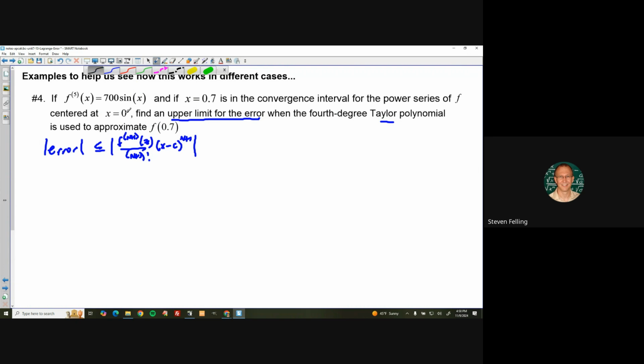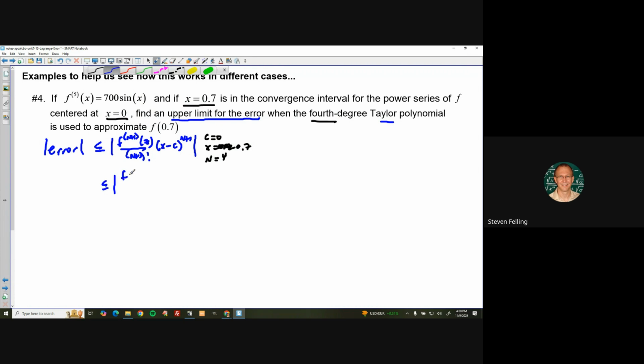Okay, then I like to write that out, and then I like to try to find what all these letters are. The centering value here is 0. The x value that we're evaluating at is 0.7. And then the n is going to be the degree of the polynomial we're using. We're using a fourth degree polynomial, so n is 4. All right, so that means that I can fill this in now.